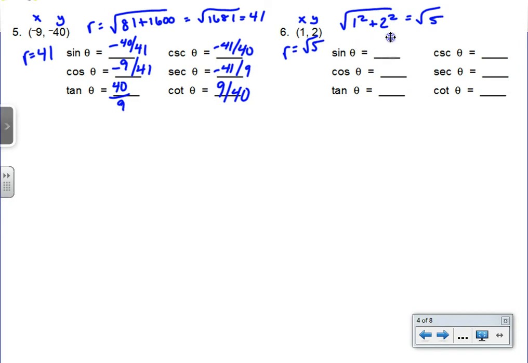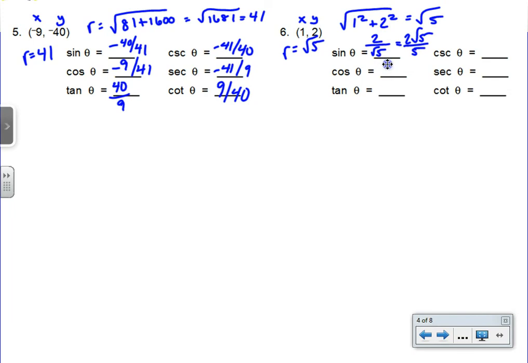So sine is y over r. So I'm going to start with 2 over the square root of 5, but I wouldn't leave my answer like that. Why not? Can't have a radical in the denominator, so you'd multiply top and bottom by the square root of 5. What do you have up top now? 2 square roots of 5 over 5. Good. The reason I showed the original setup is because when I go to do cosecant, I'm going to be able to flip this one instead.